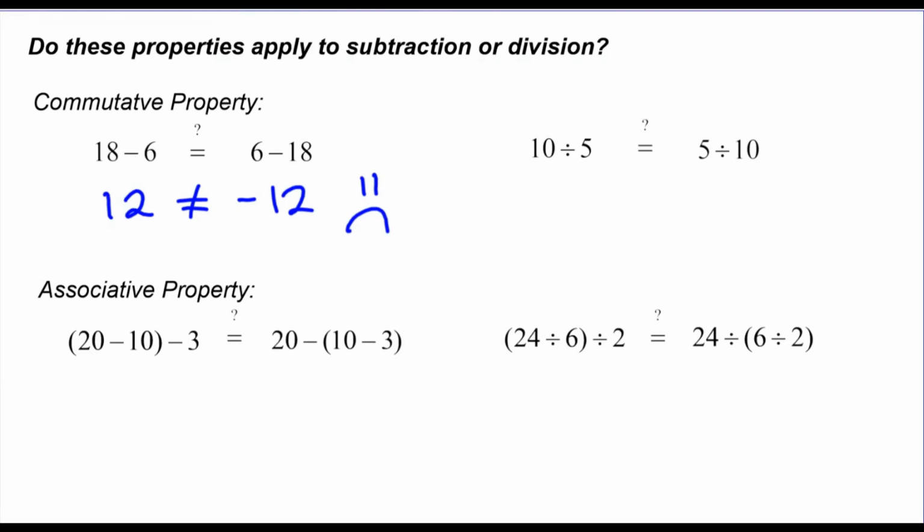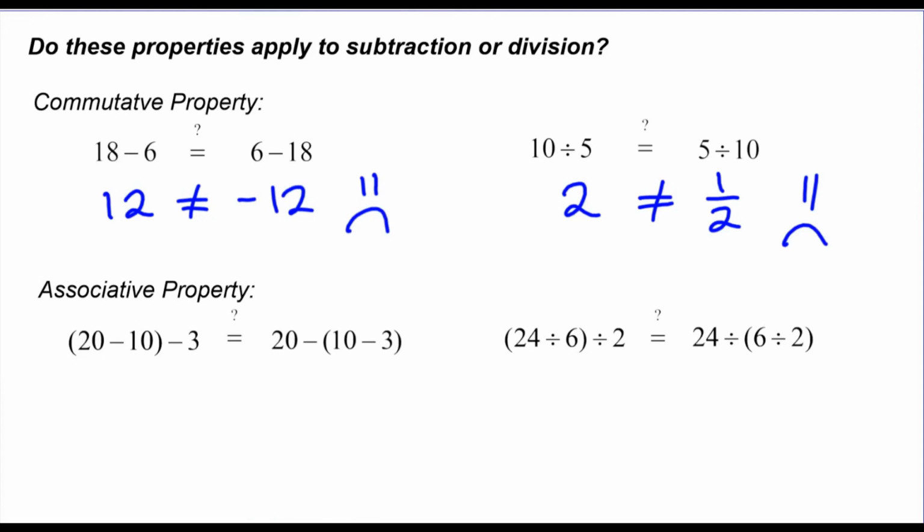What about division? I have 10 divided by 5. Is that equal to 5 divided by 10? Well, 10 divided by 5 is 2, and 5 divided by 10 is not 2. It's actually 1/2. So these two quantities are not equal. There's a counterexample that shows that division does not have the commutative property.